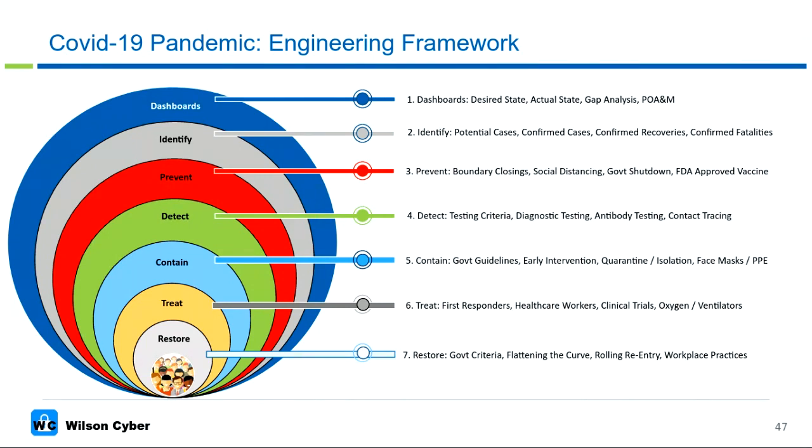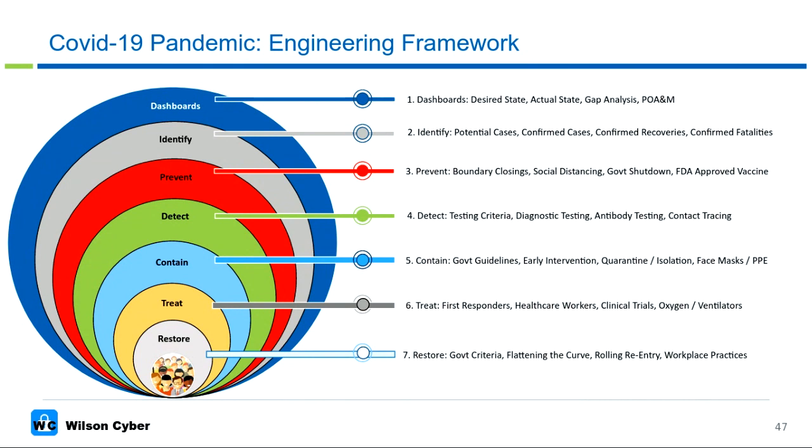We would then want to prevent: boundary closing, social distancing, government shutdown, FDA-approved vaccine. We would then want to detect: testing criteria, diagnostic testing, antibody testing, contact tracing. We would want to contain: government guidelines, early intervention, quarantine, isolation, face masks, and PPE. We would want to treat: first responders, healthcare workers, clinical trials, oxygen, and ventilators. And we want to restore: government criteria, flattening the curve, rolling reentry, workplace practices.